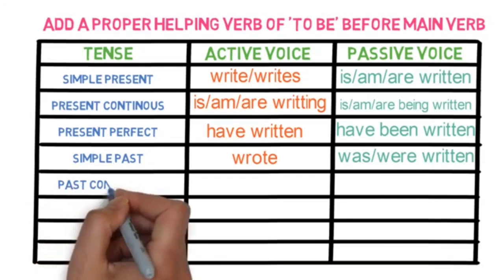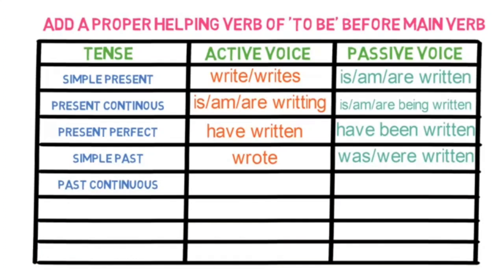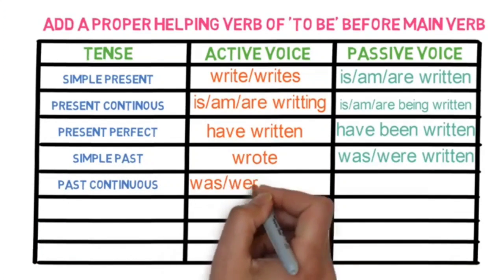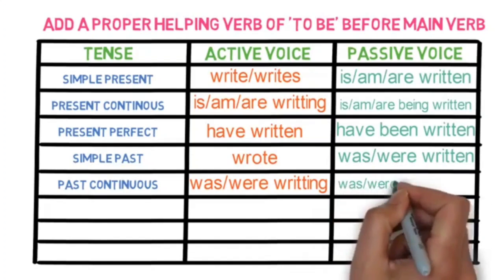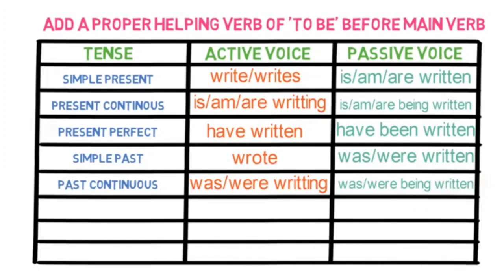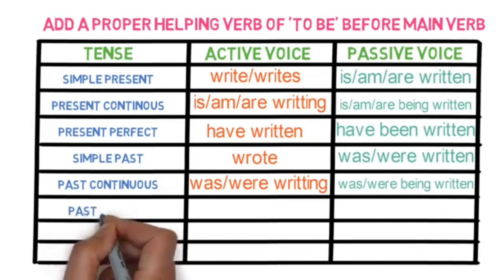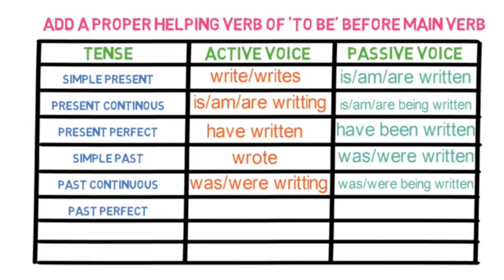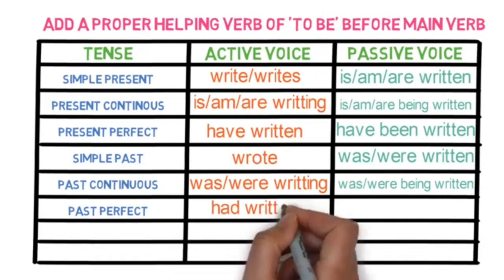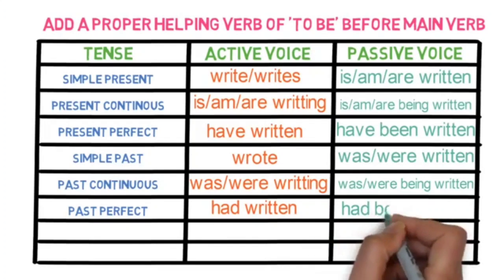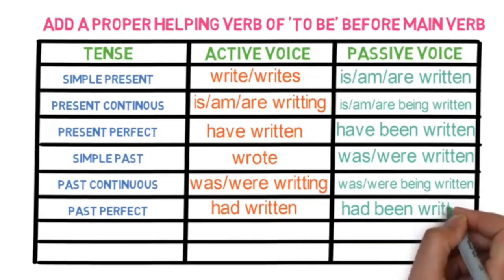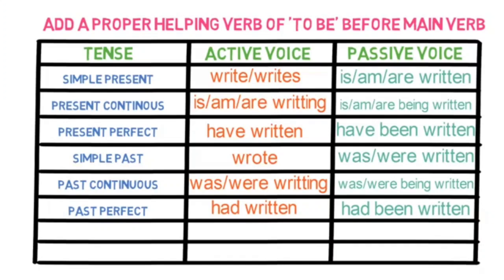In past continuous tense in active voice, we use was or were plus writing. In passive voice, we use was or were being as helping verb, and written. In past perfect tense, in active voice, we use had written. Whereas in passive voice, we use the helping verb been after had, plus written, the third form of the verb.